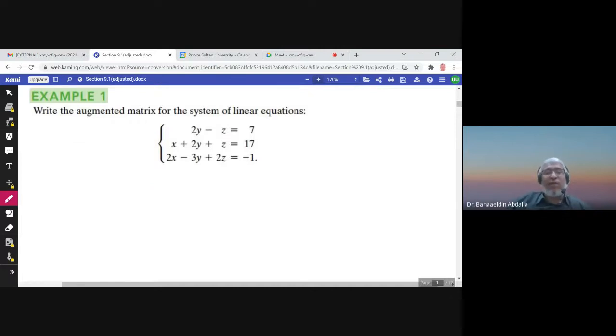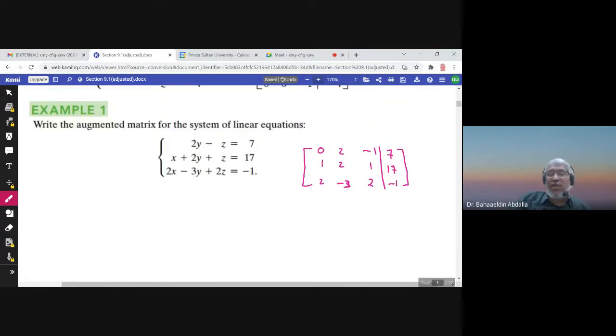For example, write the augmented matrix for the system. So what would be the augmented matrix? Let us write the coefficients of x. Let me do it here column by column, okay? So coefficients of x are 0, 1, 2. Coefficients of y are 2, 2, negative 3. You write the negative. Coefficients of z, negative 1, 1, and plus 2. Then I put the vertical bar and write the constants. So this is the augmented matrix for this linear system.